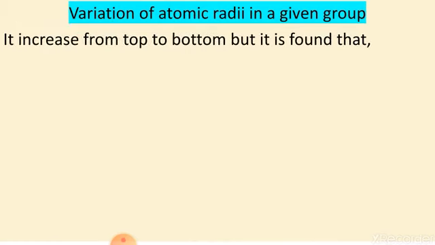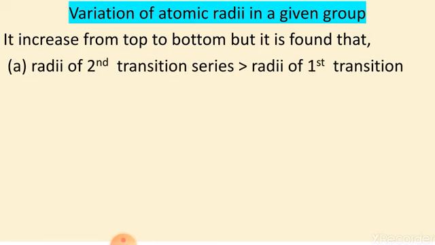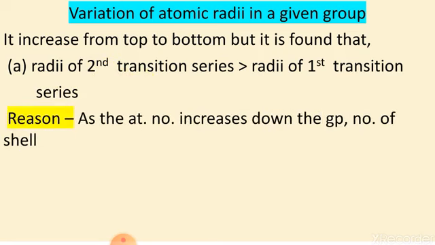Now come to the variation of atomic radii in a given group, that increases from top to bottom, but it is found that some reasons are given here. The atomic radii of the second transition series, that is 4d series, are more than the radii of the first transition series. So this is due to increase in number of shells, that is, as the number of electrons increases down the group, the number of shells also increases.